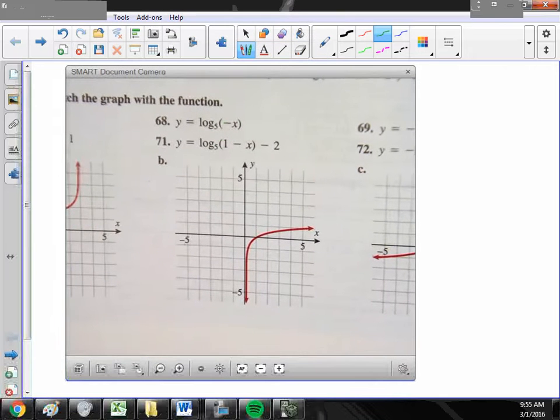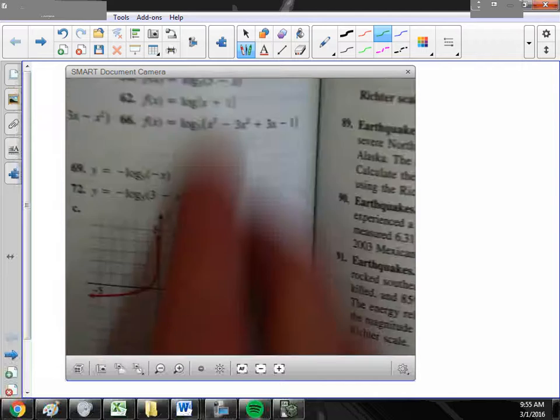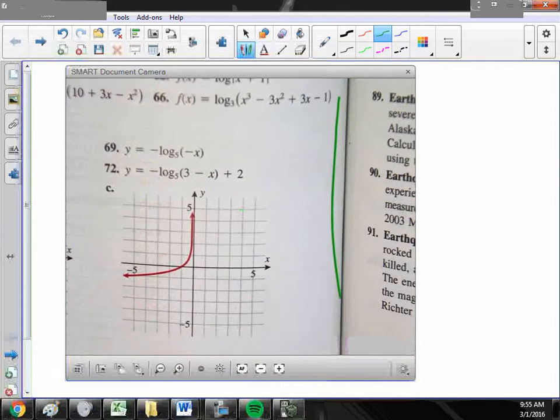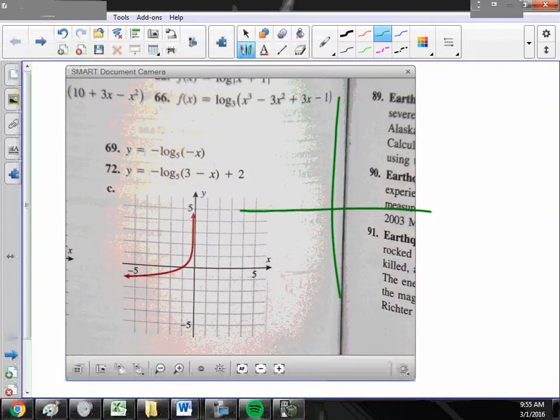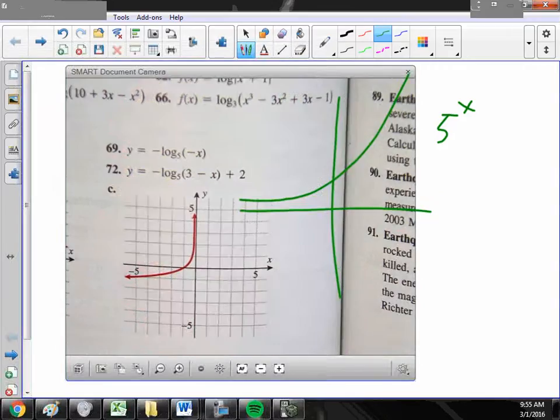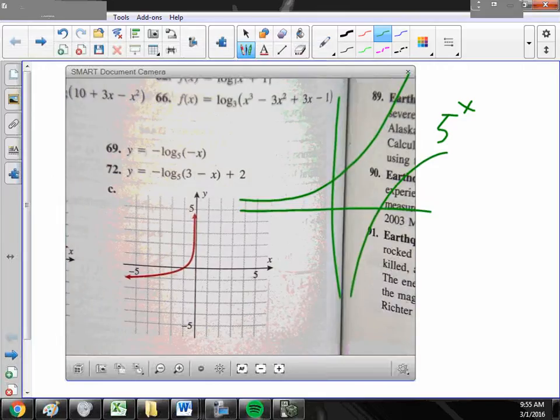Okay, look at 72. So 72, essentially, we take a 5 to the x equation, and we're going to reflect it across the x-axis. Oh, we're going to turn it into a logarithm. So we turn it into a logarithm, we reflect it across the x-axis, and then we move it 3 horizontally, and then we flip it across the y-axis, and then we add 2.